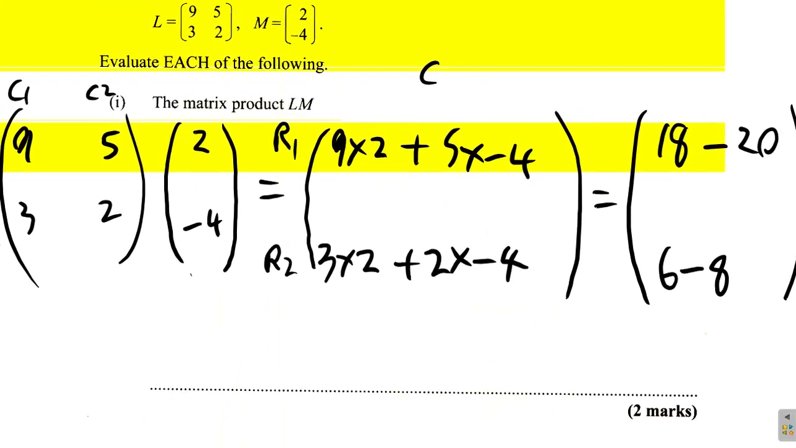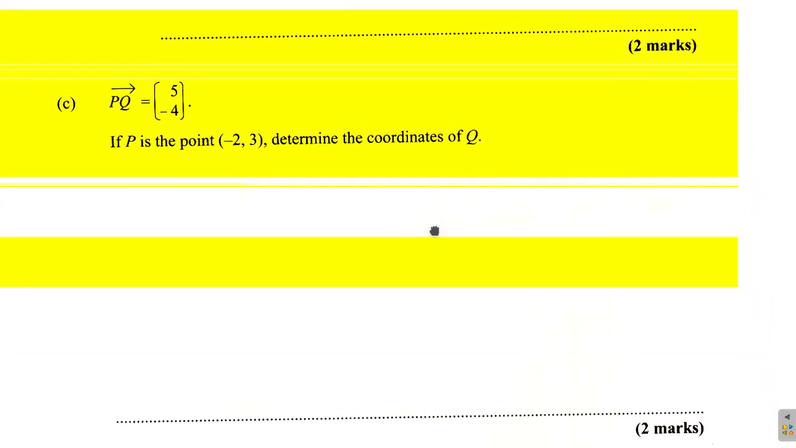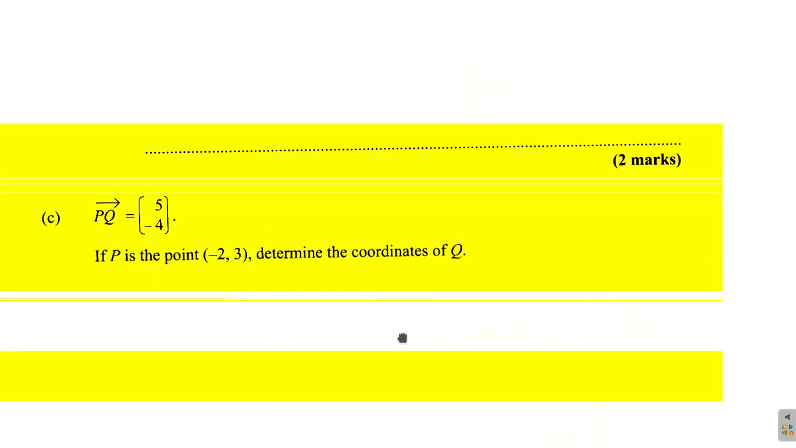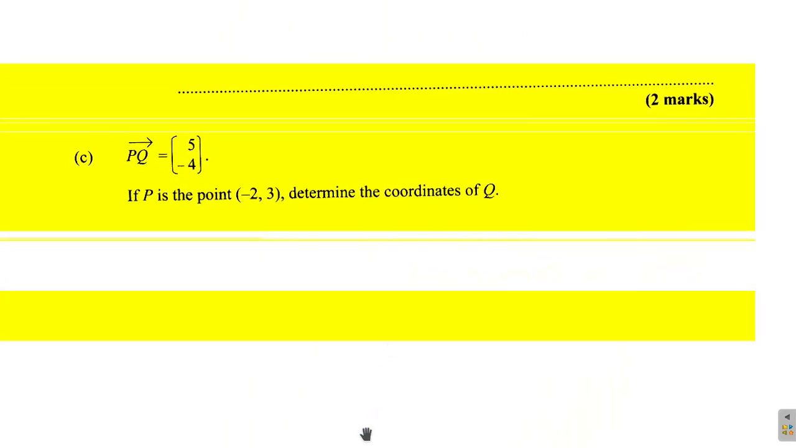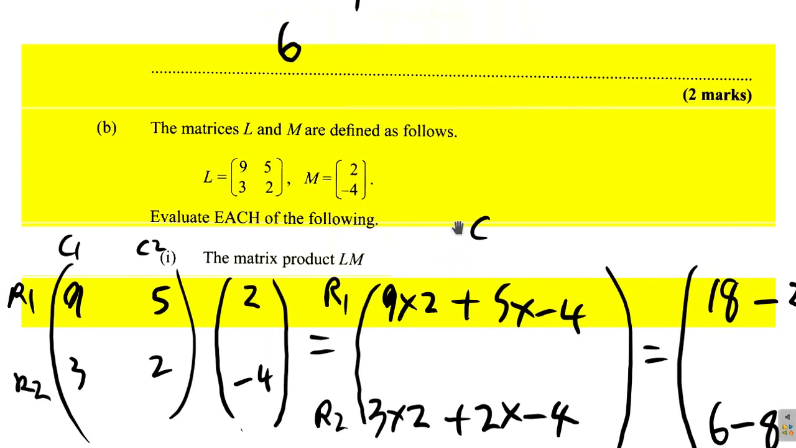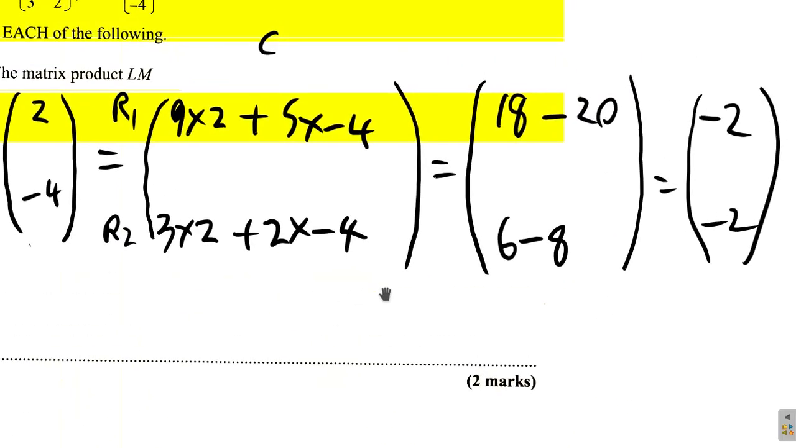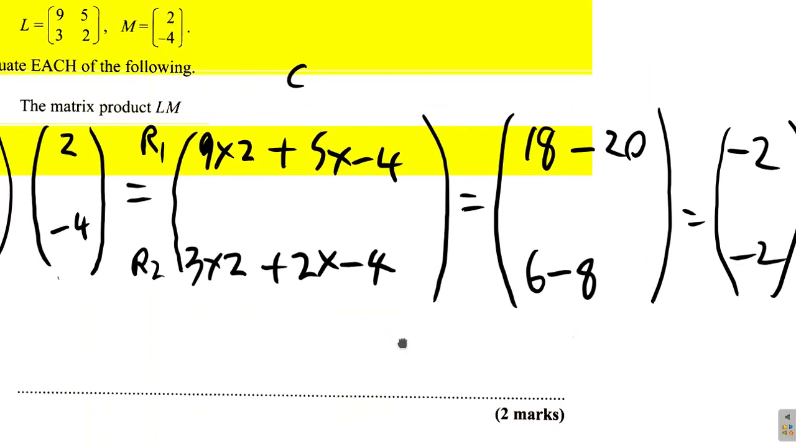Alright, what else do they say happen? Okay. So here, each of the following: LM. So you have LM here.